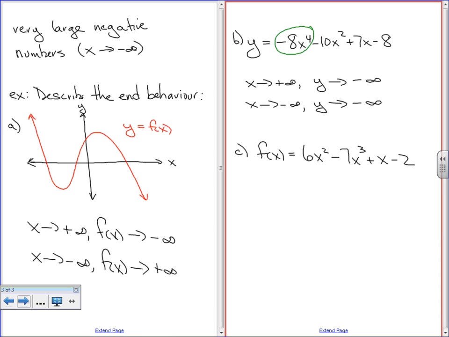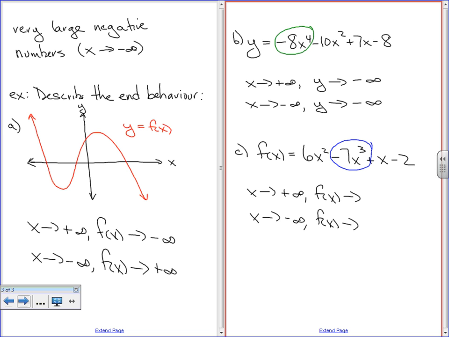So again, if I ask for the end behavior for a question like this, you're asking, as x approaches positive infinity, where is my function approaching? And as x approaches negative infinity, what is my function approaching? So in this case here, what term defines the end behavior? Right. So this is the one that determines the end behavior. Everything else we could ignore.